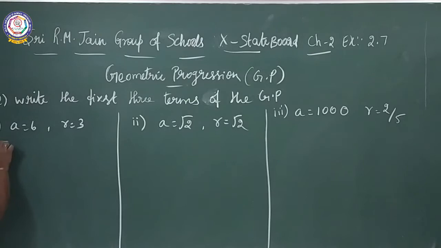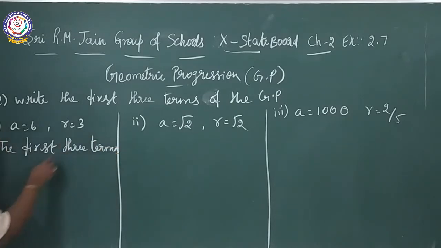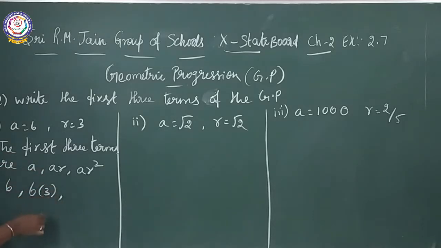The first three terms are a, ar, ar square, where a is the first term and r is the common ratio. What is a? 6. 6 into r is 3, so 6 into 3 square. So it gives 6, 18, and 3 square is 9, 9 sixes are 54.